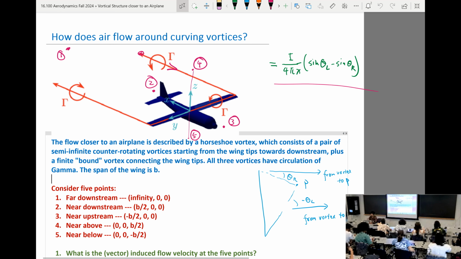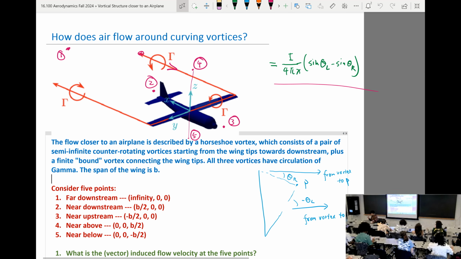The first point is far downstream, very, very far downstream, right in between these two vortices. The second point is still right in between these vortices, but not as far downstream. It is equidistant to all three vortices. The third point is near upstream, actually upstream of the center of the bound vortex, at half of the span. The fourth is in the z direction above the airplane, and the fifth is below the airplane.